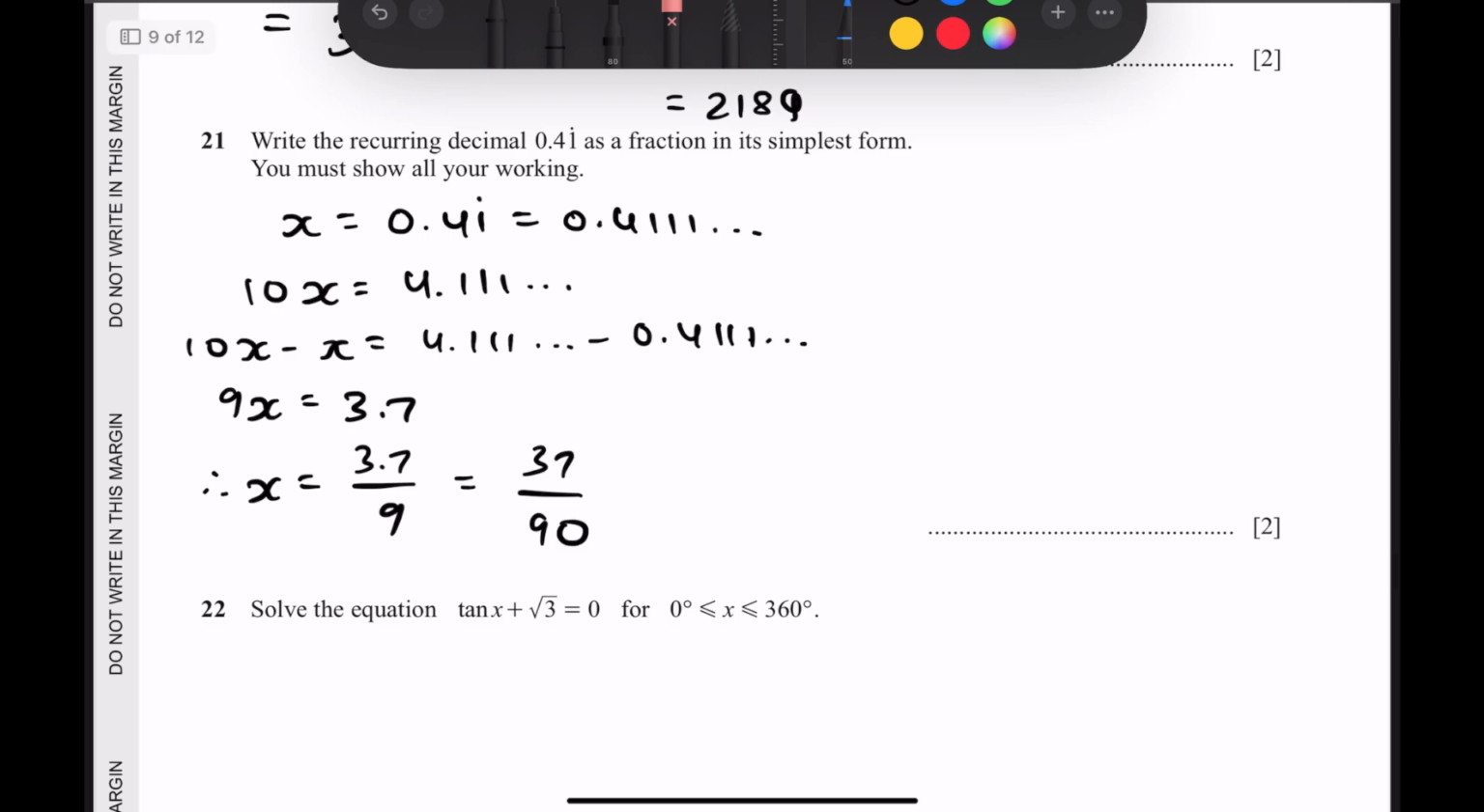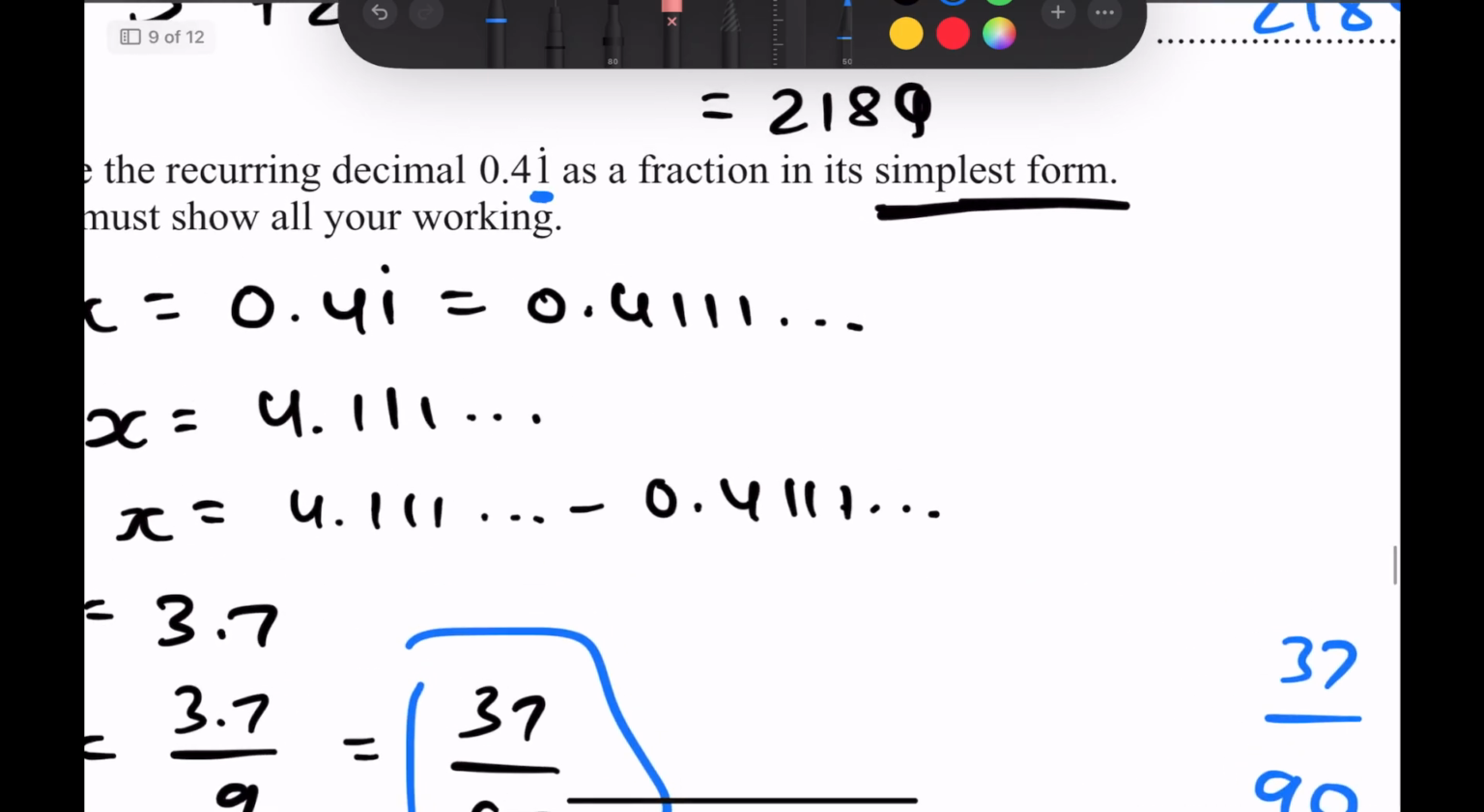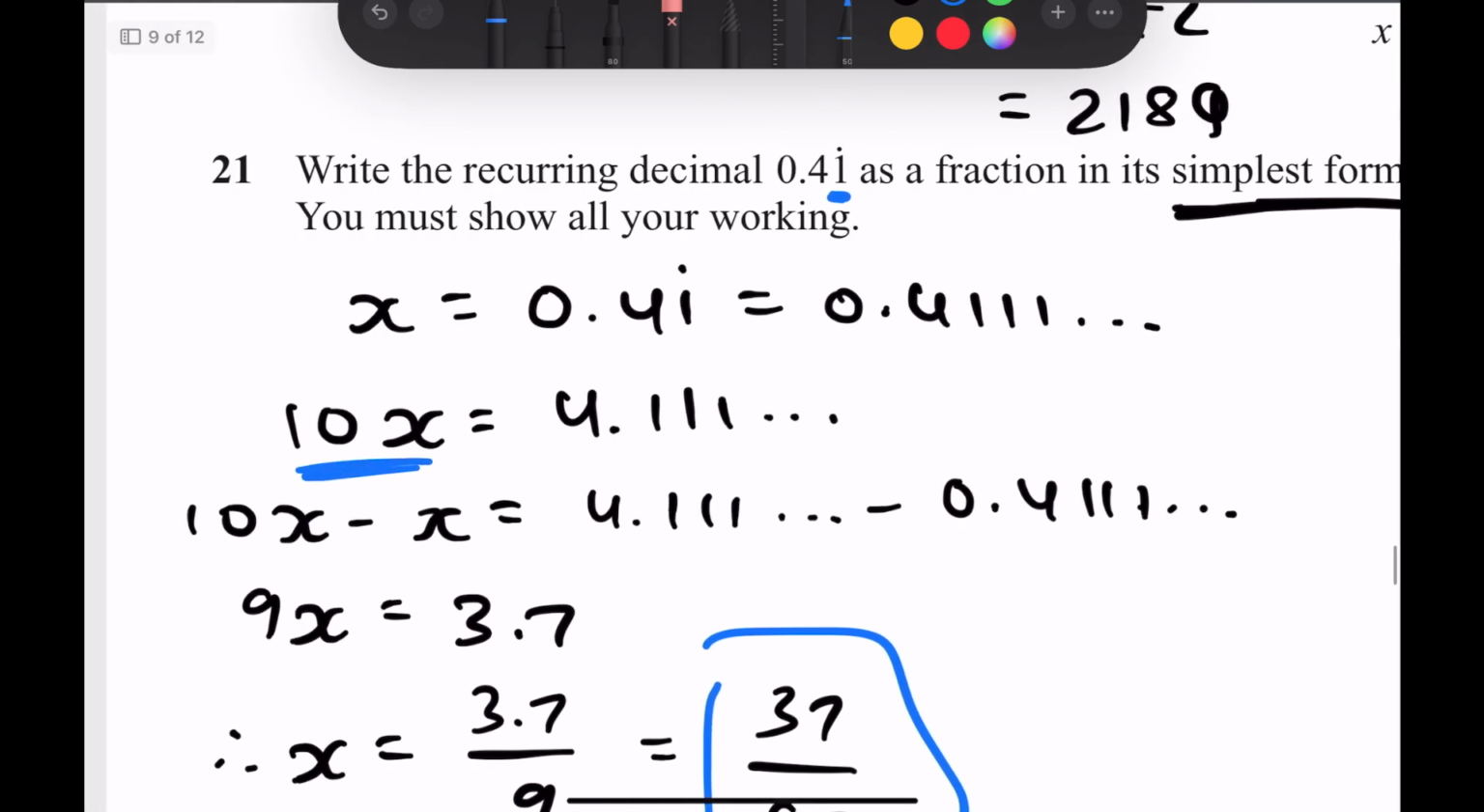Now, the question said to give your answer as a fraction in its simplest form. Since 37 by 90 cannot be simplified any further, as they have no common factors, the final answer is 37 by 90. Note that if there were 2 recurring digits instead of 1, you'd use 100x instead of 10x, and you'd use 99x here instead of 9x. And if there are 3 recurring decimal digits, instead of 10x, you'd use 1000x, and instead of 9x, you'd use 999x. But the steps otherwise remain the exact same.